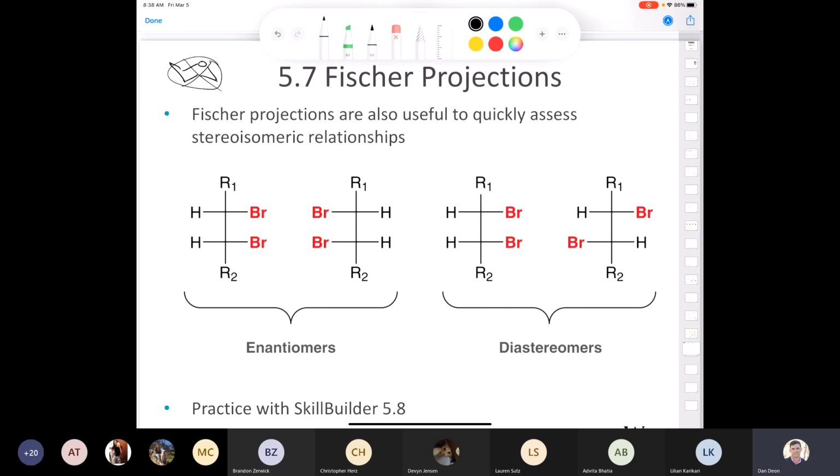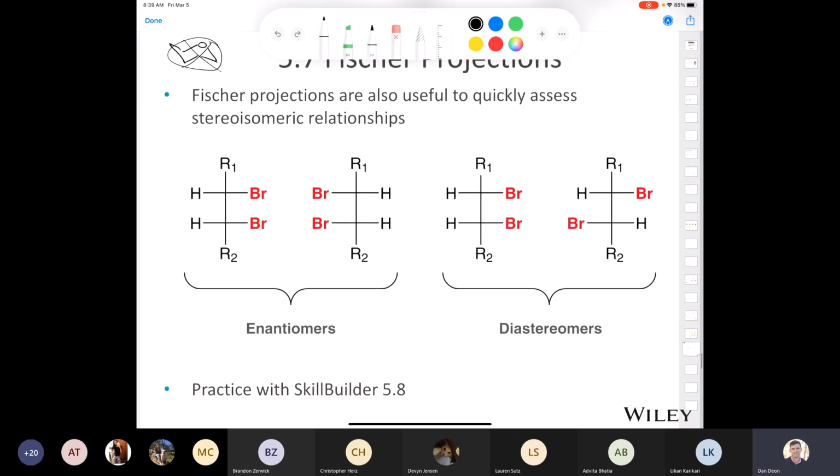But anyhow, Fischer projections are so great at assessing stereoisomeric relationships, right? You look at these two here, you can clearly see that both of these stereocenters are inverted, right? You can clearly see that they're mirror images, they're enantiomers. These two are stereoisomers, right? Because this stereocenter has been reversed, but they're not mirror images, therefore they're diastereomers. I mean, Fischer projections are just so powerful. It's kind of the kind of thing you wish you had invented yourself, you know?